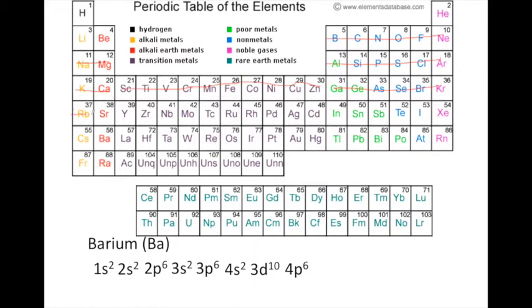After 4p6, we drop down to 5s, 5s2. After 5s2, now we begin 4d, 4d10. After 4d10, it comes 5p6. After 5p6, now we drop back down to the 6th shell and fill up the s orbital, 6s2. So barium is right here, so barium would have 6s2. So this would be the complete electron configuration for a neutral barium atom.